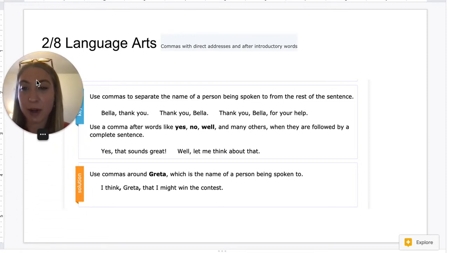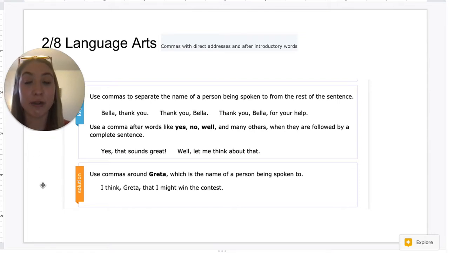We're going to use commas to separate the name of a person being spoken to from the rest of the sentence. So if you're saying that sentence to someone specifically and you say their name, we're going to add a comma. So if I'm talking to Bella and I say, Bella, thank you, I'm going to go, Bella, comma, thank you. Or if I say, thank you, Bella, and I'm talking to Bella, I'm going to add a comma before Bella. So if it's at the beginning of the sentence, we add it after the name. If it's at the end of the sentence, we add it right before the name.